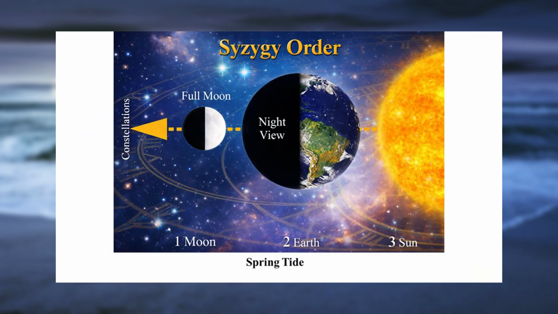Twice a month during the new moon and the full moon, the earth, sun and the moon align in a straight line. This specific alignment is known as the syzygy pattern. Because the gravitational forces of the sun and moon work together in this position, they create significantly higher tides, often nearly 20% above the average level. These are known as spring tides.